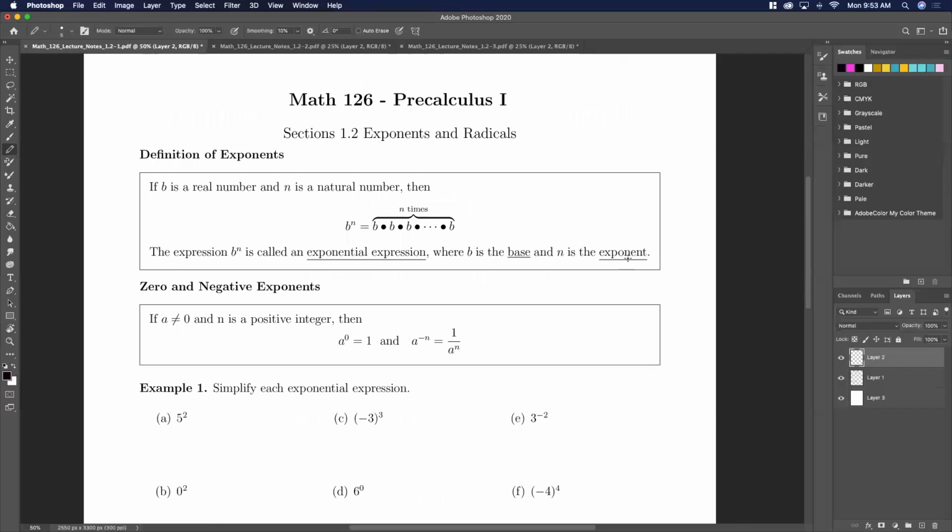All right, so let b be some real number. We're going to only deal with reals for a second. It can also be a variable, but the variable will be a real variable, so it's still technically a real number. And n is a natural number. So here we're going to let these be natural numbers.